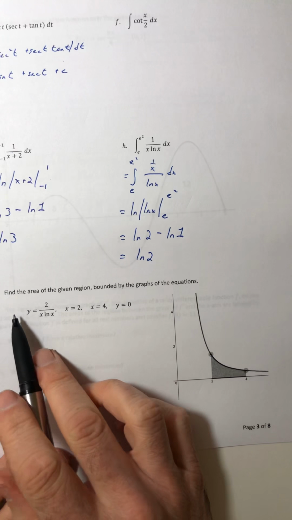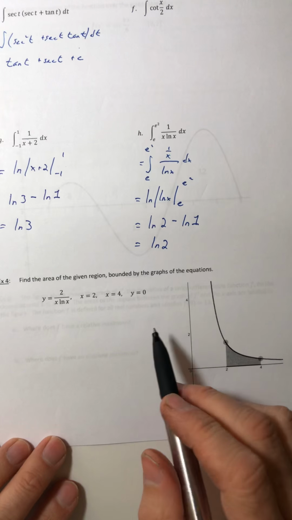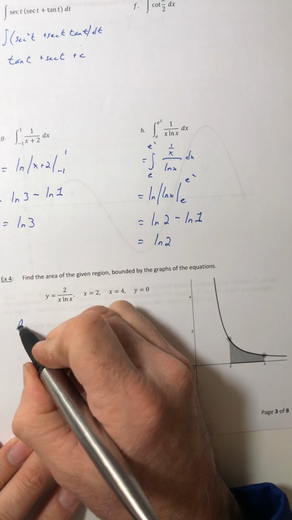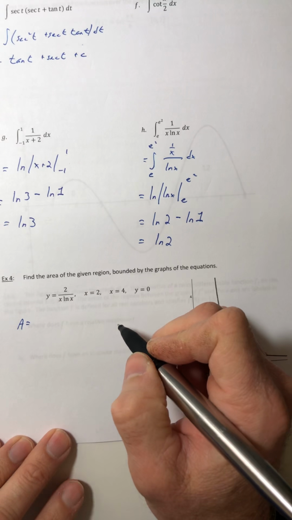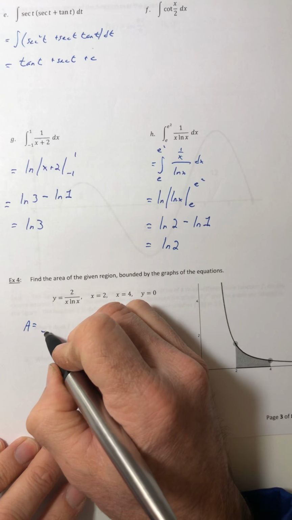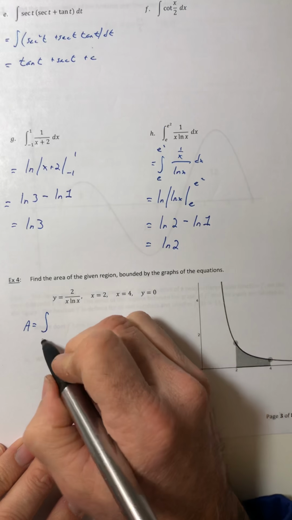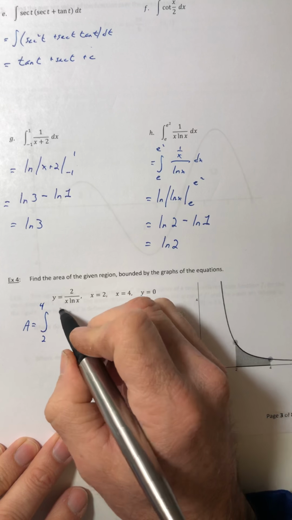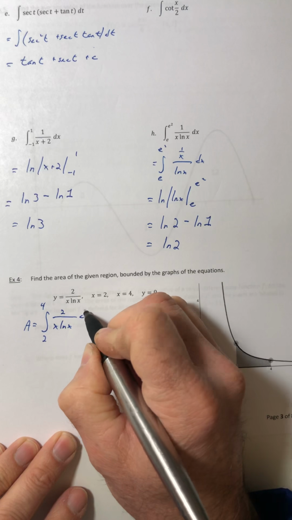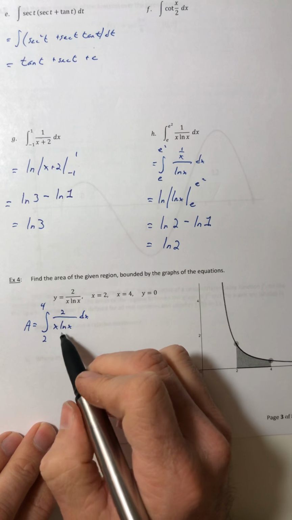Okay, example 4. Find the area of the given region bounded by the graphs of those equations. So if you want the area under a curve, what do you have to set up? You have to set up a definite integral. So we're going to integrate from x equals 2 to 4 of 2 over x ln x dx.